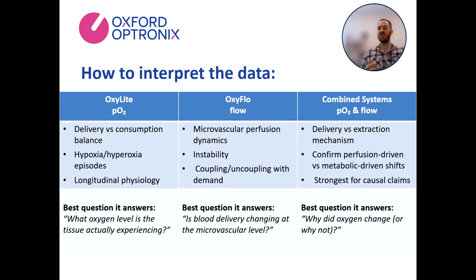Moving on, the OxyFlo on its own gives you microvascular perfusion dynamics with laser Doppler. It's great for seeing instability, drops and rebounds, and coupling or uncoupling with demand. And together, from the same microregion via a combined PO2 flow sensor, you can separate delivery effects from extraction and demand effects when signals don't match. That reduces spatial confounds and makes the mechanistic story cleaner. Why did oxygen change, or why didn't it?